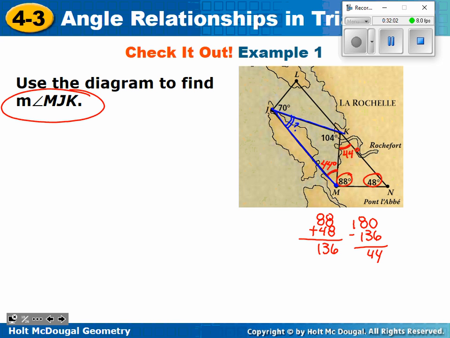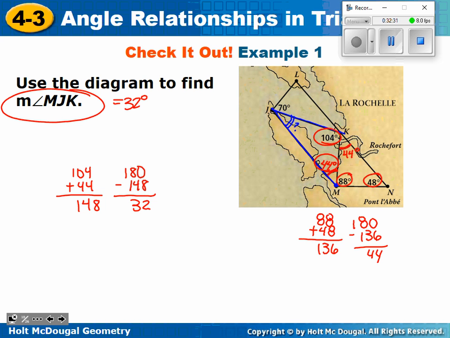And some of you stopped there because it was hard to read the picture and you thought that was the angle you were looking for. But be careful, they wanted you to find this one. So if this is 104 and this is 44, we can do that same process again. 104 plus 44 gives us what? And then we take 148 and subtract it from 180. And what do we get? 32. And so that is this angle that we're looking for, 32 degrees.